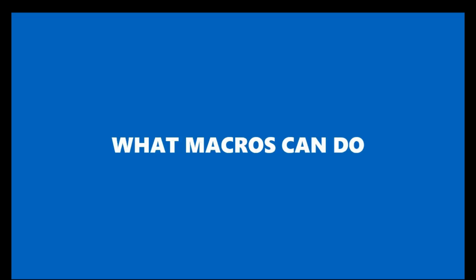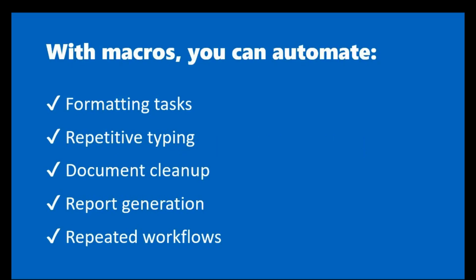Macros are one of the most powerful automation tools in Microsoft Word. A macro records your actions and allows Word to repeat them automatically when they are called on. What can macros do? With macros, you can automate formatting tasks, repetitive typing, document cleanup, report generation, repeated workflows, and many more. This can save you hours of manual work.